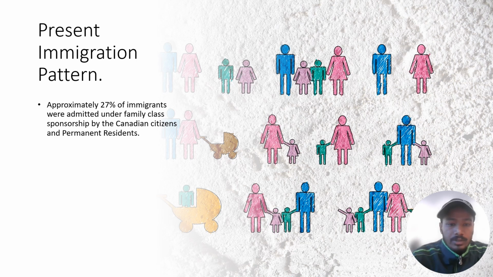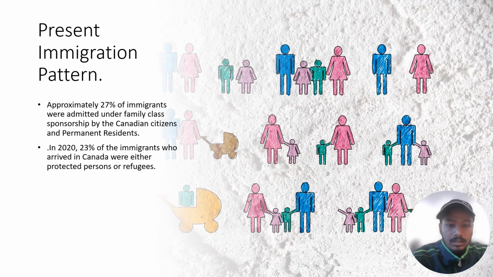Now, if we talk about asylum seekers, or refugees, 23% of the immigrants who entered Canada in 2020 were either protected individuals or refugees, or asylum seekers. Canada continues to receive asylum seekers who seek refuge from persecution, violence, or other humanitarian crises in their home countries. Asylum seekers apply for refugee status in Canada and undergo a thorough process to determine their eligibility for protection.